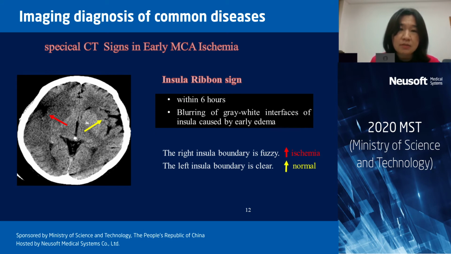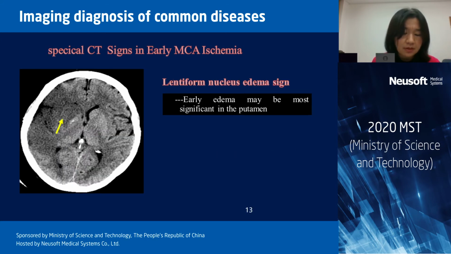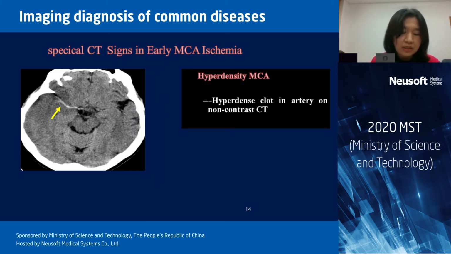We can see special CT signs in early MCA ischemia. The special CT signs contain the insular ribbon sign. The right insular boundary is fuzzy. The left insular boundary is clear. Another CT sign is the lentiform nuclear edema sign. CT shows the right lentiform nuclear hypodensity. Its boundary is fuzzy. The right MCA shows hyperdensity, which is a special CT sign in early MCA ischemia.